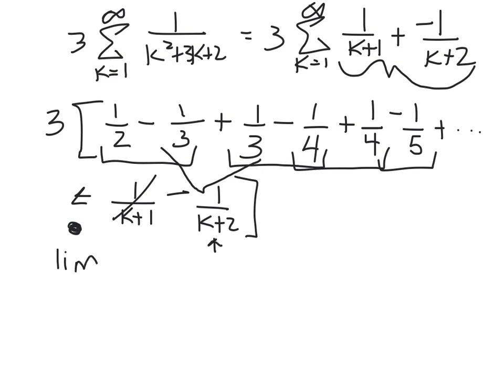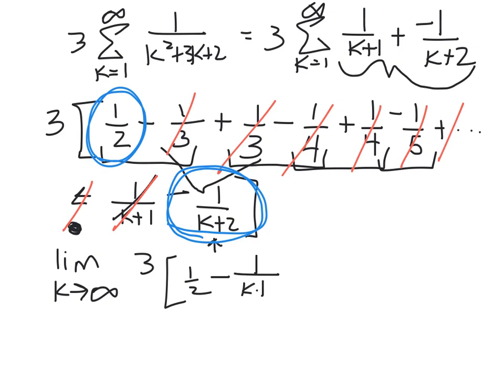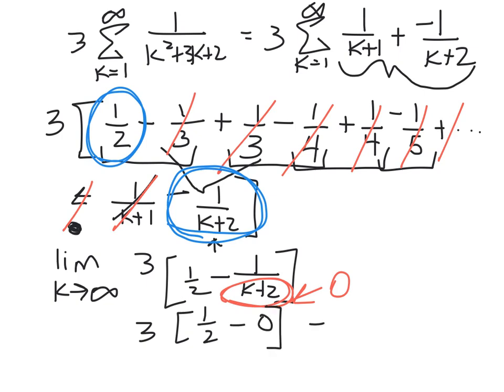So what we do is we look at the limit as k approaches infinity of 3 times that first term, 1/2, because it didn't cancel with anything. The 1/3's canceled, the 1/4's canceled, 1/5 will cancel, this one cancels with the one that comes before it, but the 1/2 and the negative 1 over k plus 2 as k goes to infinity are still going to be around, so minus 1 over k plus 2. But the limit as k goes to infinity of this, if that denominator gets huge, this is just going to 0. So this turns out to be 3 times 1/2 minus nothing. So the sum is 3/2. So yes, it converges, and the sum is 3/2.